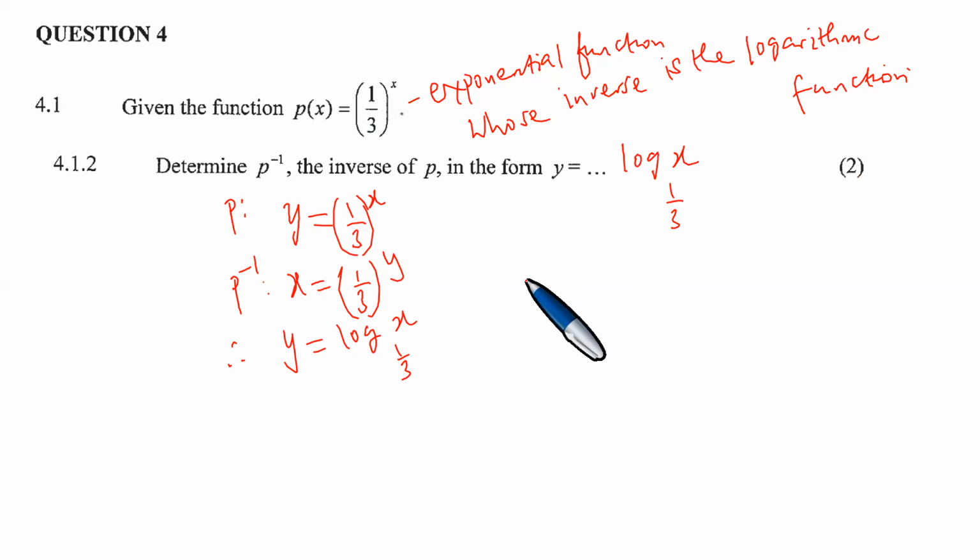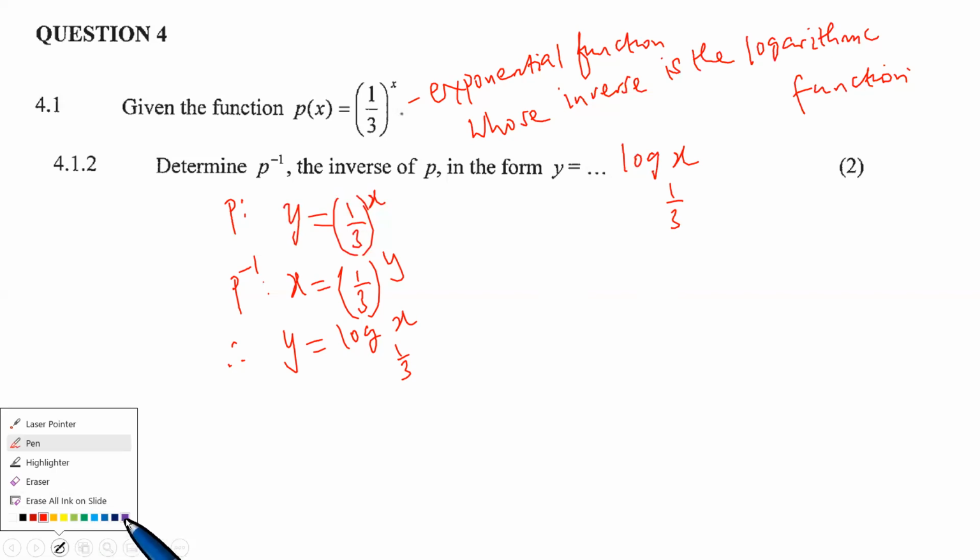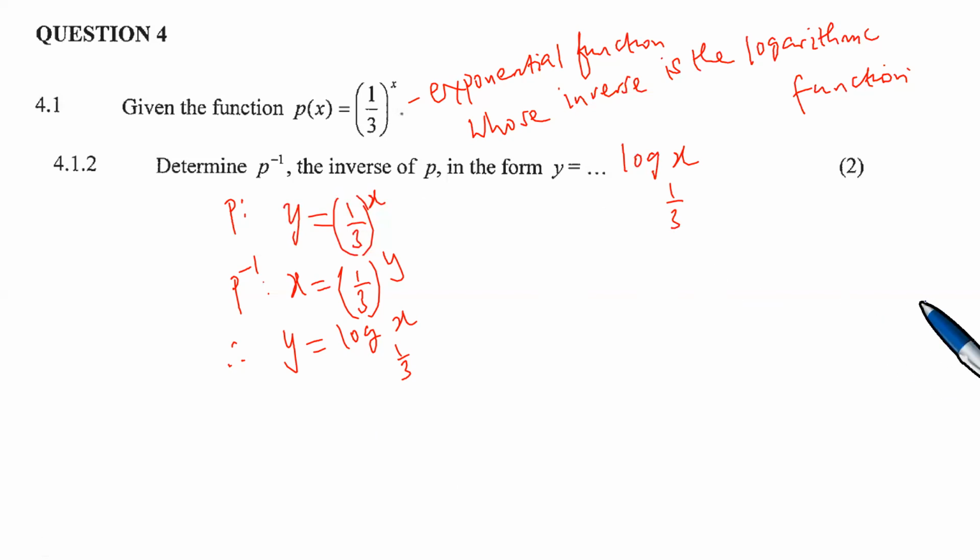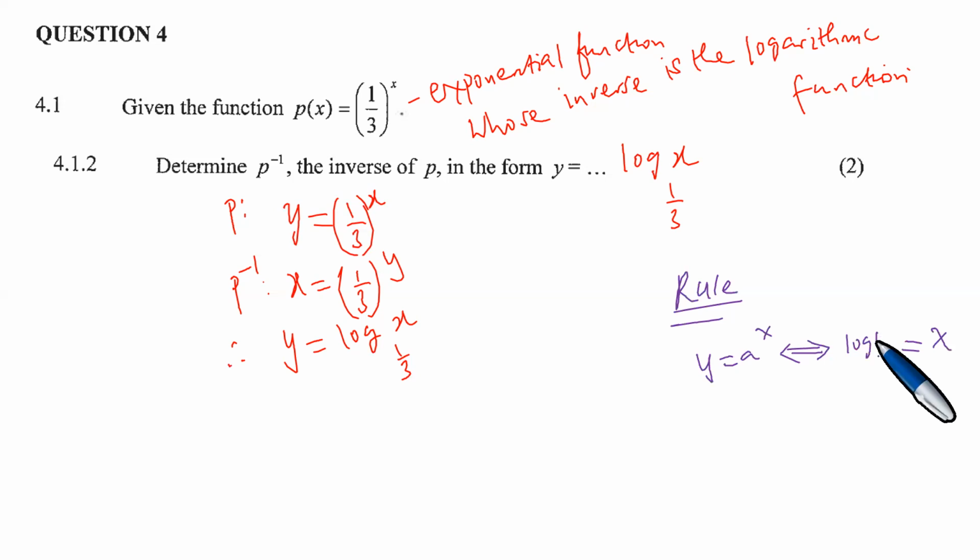What is the rule here? I need to mention the rule before we move to the next question. We've already answered this question and the answer is there. But what is the rule? The rule is, if you have, for instance, y equals a to the power x, we can make x the subject. How do you make x the subject? So x becomes the same as the log of y base a. So this is what you have.